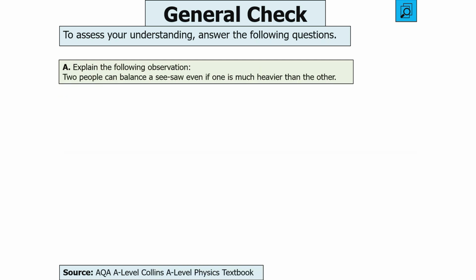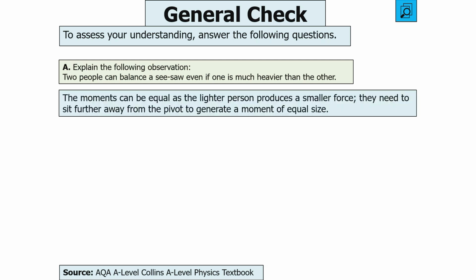The next question says, explain the following observation. Two people can balance a seesaw even if one is much heavier than the other. Well, the moments can be equal. As the lighter person produces a smaller force, they would need to sit further away from the pivot to generate a moment of equal size.